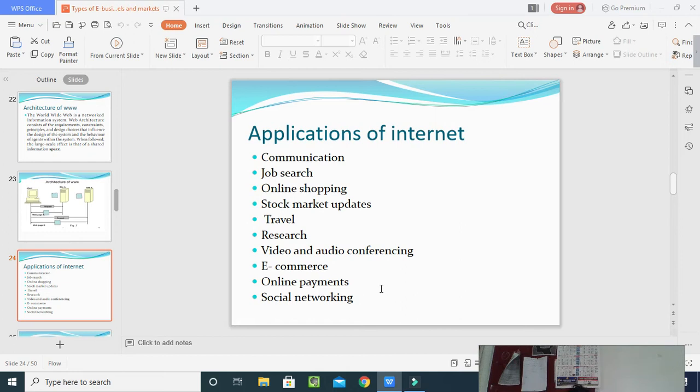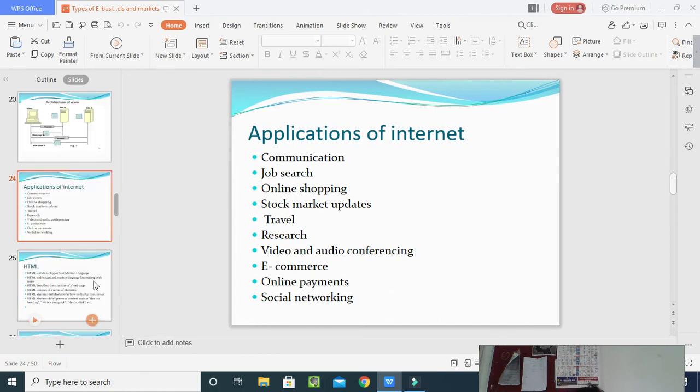Now, many people, with the help of the internet, what are they doing? Job search is taking place, online shopping, stock market updates, traveling, transportation, research, video and audio conferencing, e-commerce, e-business, e-cash, e-wallet, online payments, social networking, browsing, all these things take place.